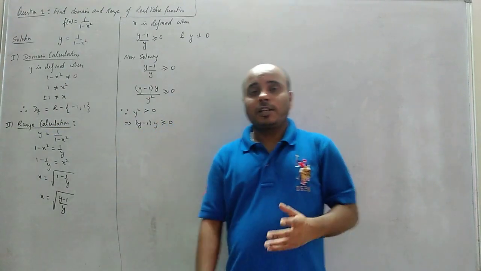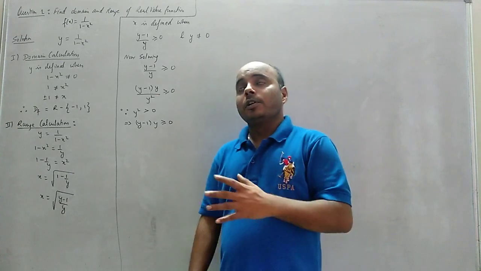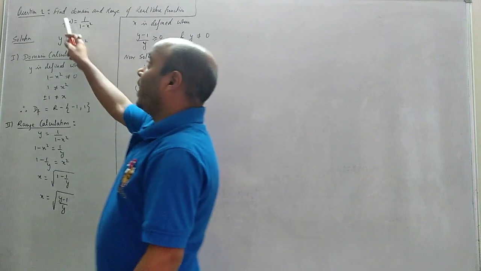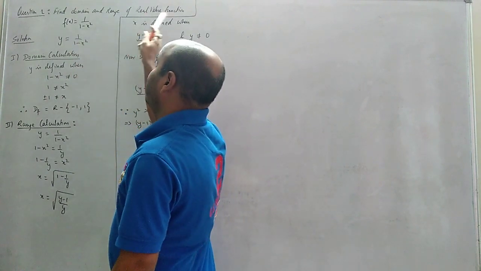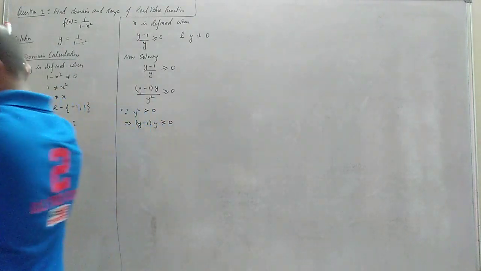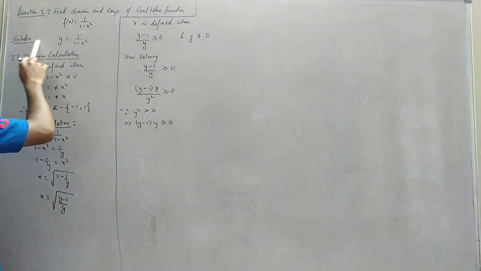Now in the last video we understood the theory of how to calculate domain and range of real valued functions. Now in this video we'll do a few sums. Question number 1. Find domain and range of the real valued function f of x equals 1 by 1 minus x square. We need to find the domain as well as the range. Solution.